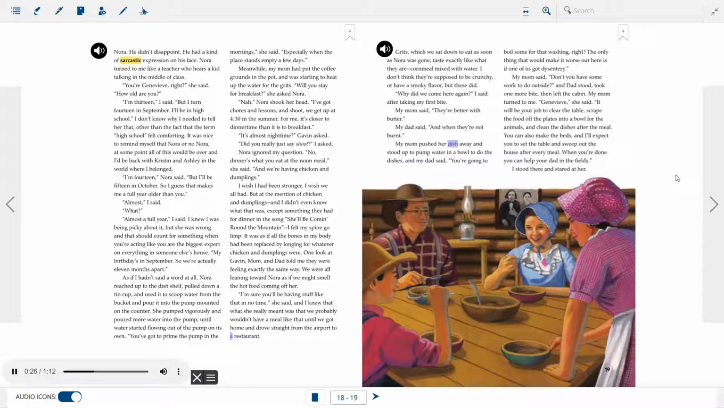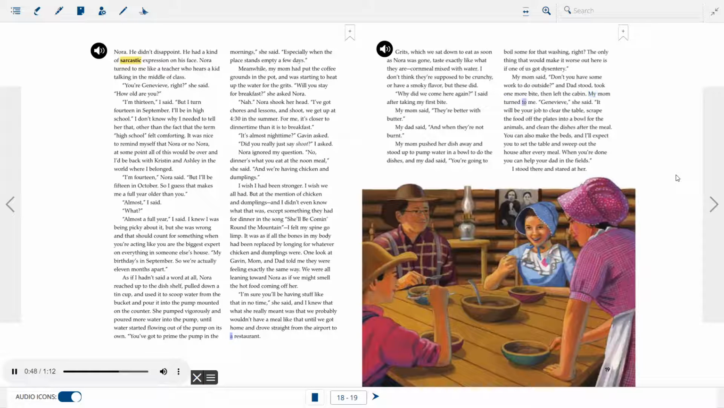My mom pushed her dish away and stood up to pump water in a bowl to do the dishes, and my dad said, "You're going to boil some for that washing, right? The only thing that would make it worse out here is if one of us got dysentery." My mom said, "Don't you have some work to do outside?" And Dad stood, took one more bite, then left the cabin.